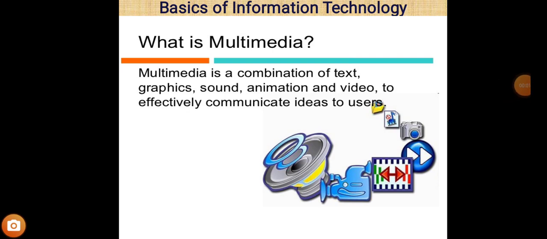Good morning, students. Today, our topic is basics of information technology, and this is the last part of Unit 1.